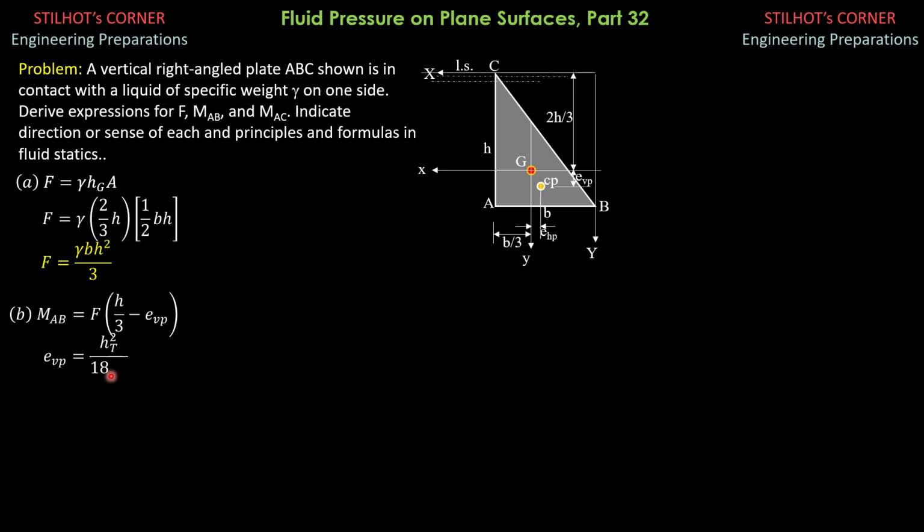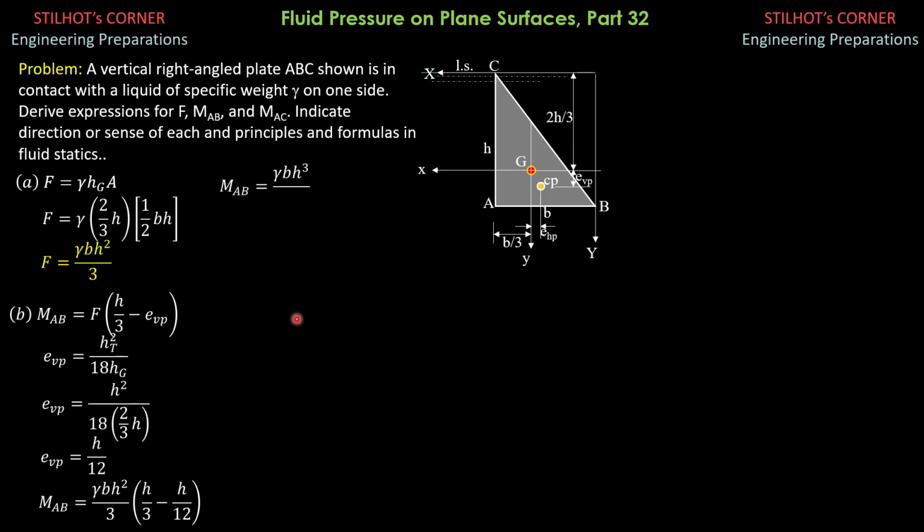So H triangle square over 18 HG. Substitute H square over 18 times 2/3 of H. It simplifies to H over 12. So substitute here, moment AB is equal to gamma BH square over 3 quantity H over 3 minus H over 12, and that is equal to gamma BH cube over 12, and it is directed in this direction.